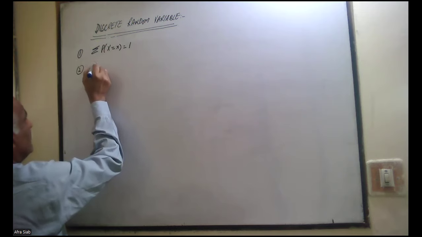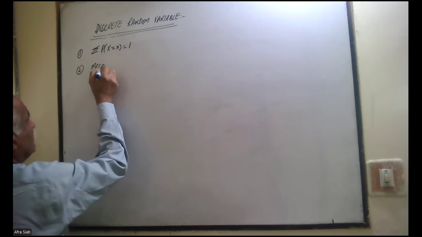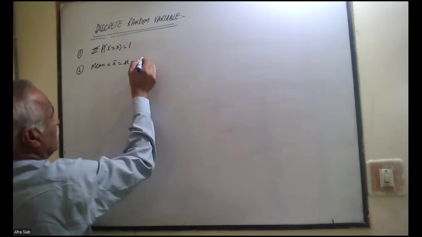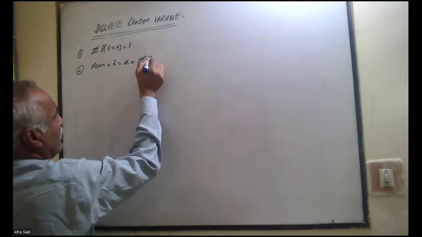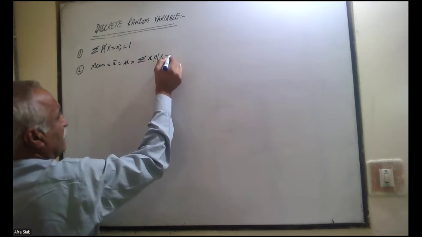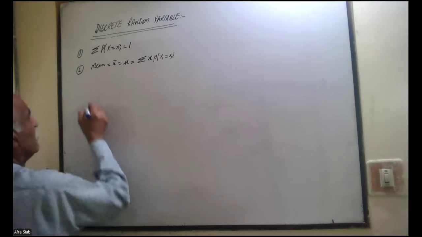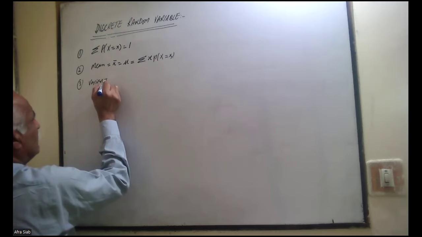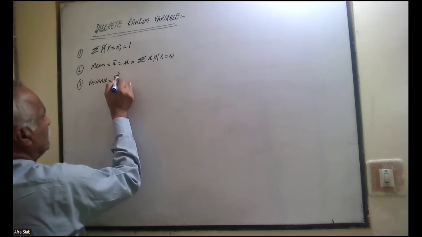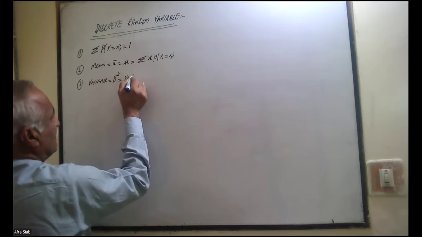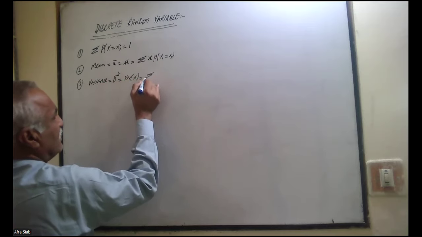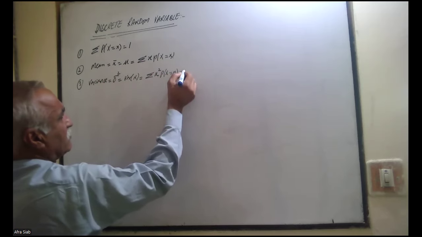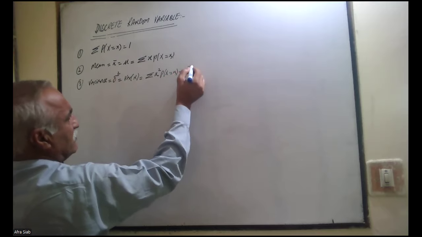Then the mean, which is denoted by x bar, or it is also denoted by mu, that is equal to summation of x into probability of x. Third is known as variance, which is denoted by sigma square, or it is known as variance of x, that is summation of x square into probability of x minus mean square.